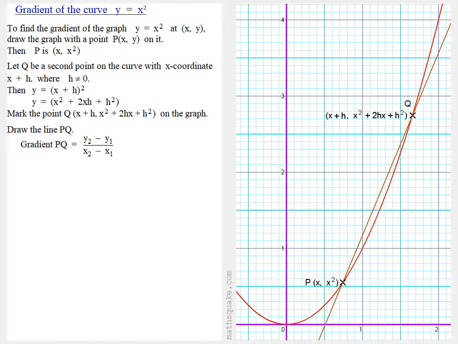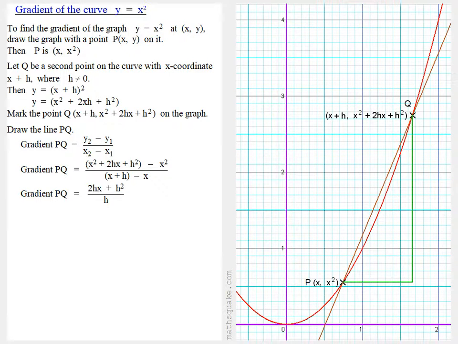Now the gradient of PQ is y2 minus y1 over x2 minus x1. So the gradient of PQ is x squared plus 2hx plus h squared minus x squared all over x plus h minus x. And we can see that the x squareds disappear on the top and the x's disappear on the bottom. So the gradient of PQ is 2hx plus h squared all over h. And we can divide all the way through on the top by h and on the bottom by h. So we get the gradient of PQ is equal to 2x plus h.